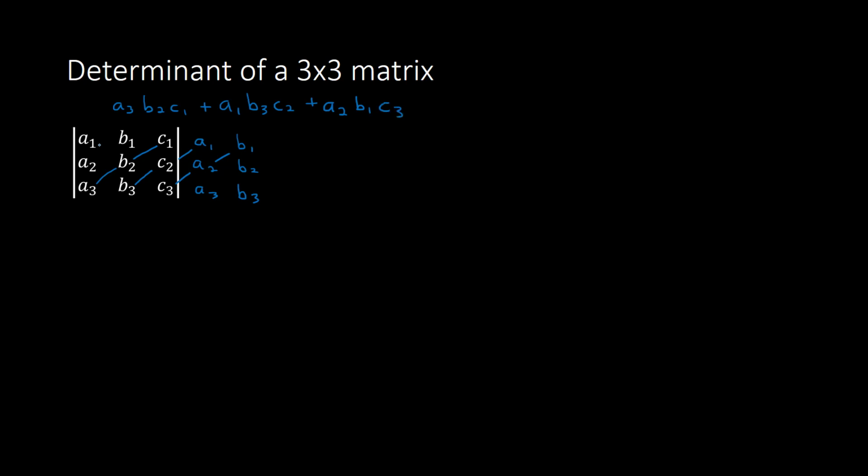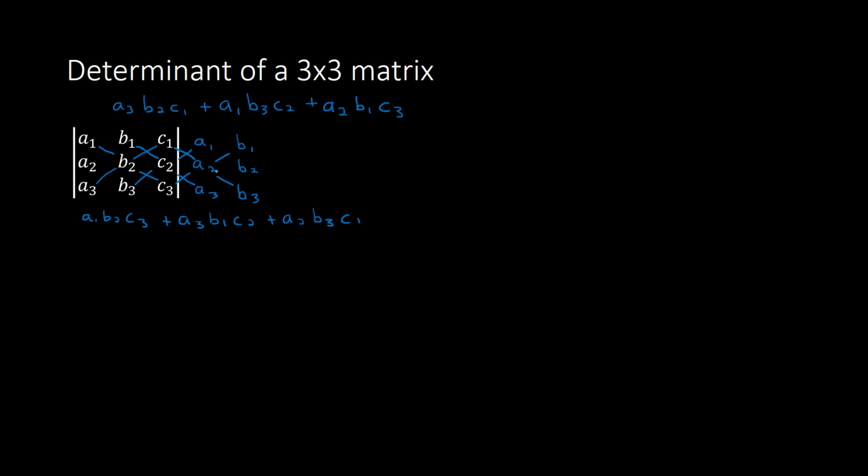And then I need to multiply across the other way. A1, B2, and C3. So A1, B2, C3. And then B1 times C2 times A3. So A3, we'll do B1, and then C2. And then we'll do the C1, A2, B3. And we'll put the A first, A2, B3, and then C1.